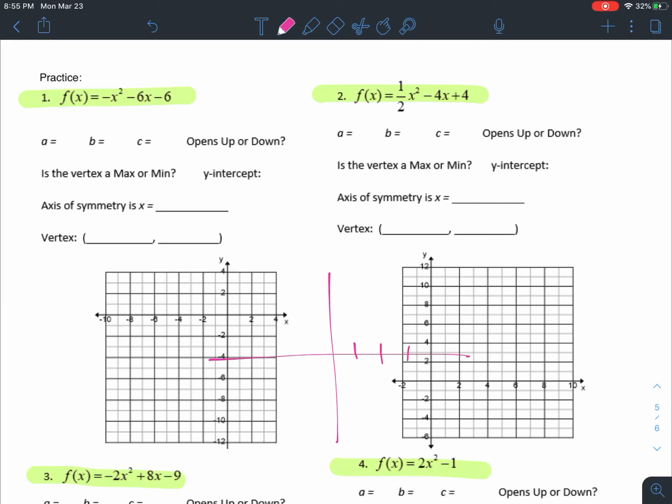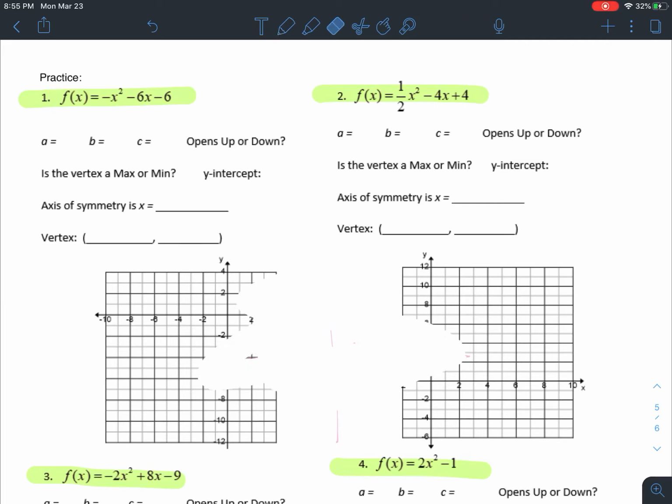So even if you just have to go on your own sheet of paper and kind of do one of these guys and then label the important points, I'm fine with that, just as long as I can see that you are practicing graphing, as well as finding all of this other information, like what's your a, b, c value, tell me whether or not it opens up or down, is the vertex a max or a min, tell me what the y-intercept is, the axis of symmetry, and the vertex. That's all I really need to know from you, along with a picture of what you think the graph should look like.